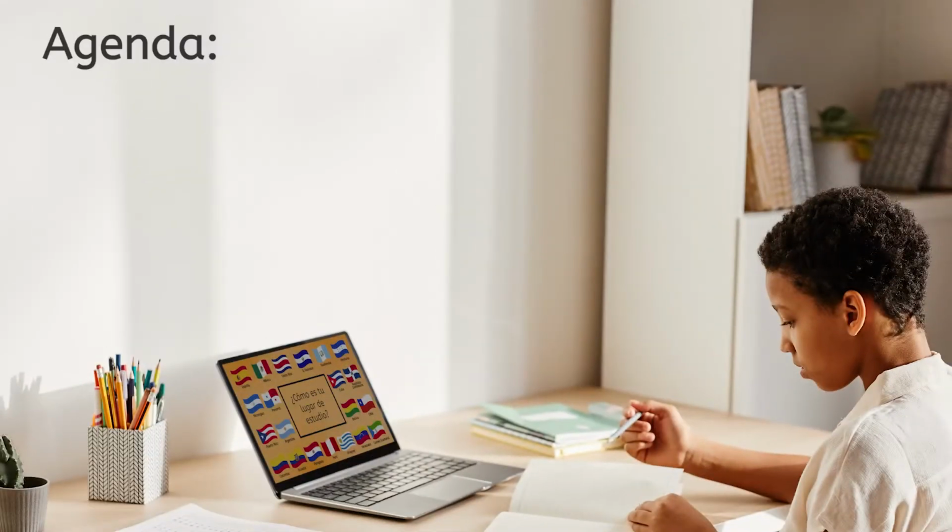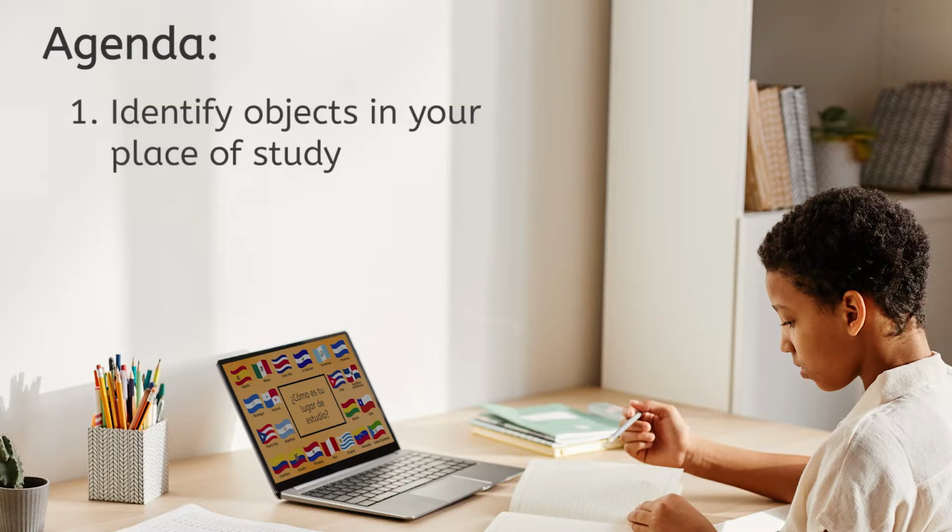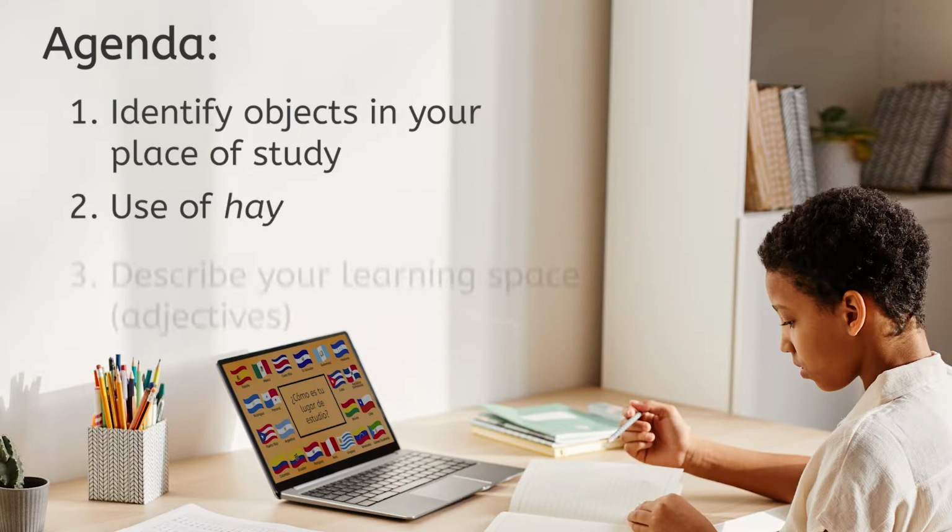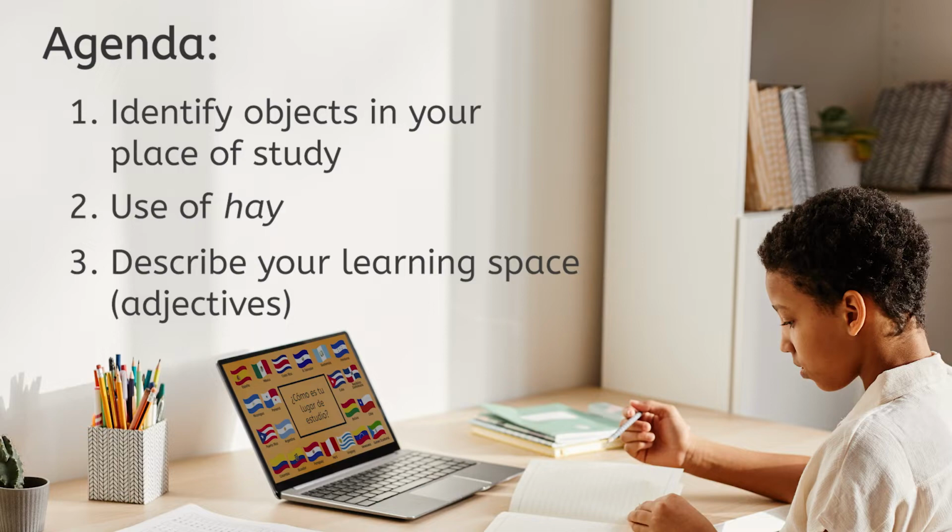I think the right place for me to do my work is somewhere comfortable at home, where I have everything that I need at hand. And that's exactly what we're going to talk about in today's lesson, what your place of study is like. Work with me on this lesson and you'll see how to identify objects in your place of study using hay and describe your learning space using adjectives. Are you ready? ¡Vámonos!